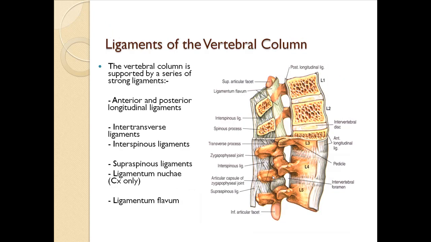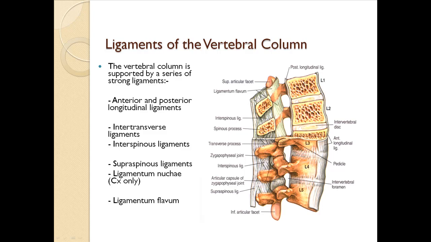There are a number of ligaments that help stabilize the vertebral column. There are two long ligaments here that run down the anterior surfaces of the vertebral bodies and intervening discs. This is the anterior longitudinal ligament, and over here we've got the posterior longitudinal ligament running down behind the vertebral bodies and intervening discs. These are very strong structures that provide a significant amount of integrity or stability to the anterior and posterior parts of the vertebral bodies.